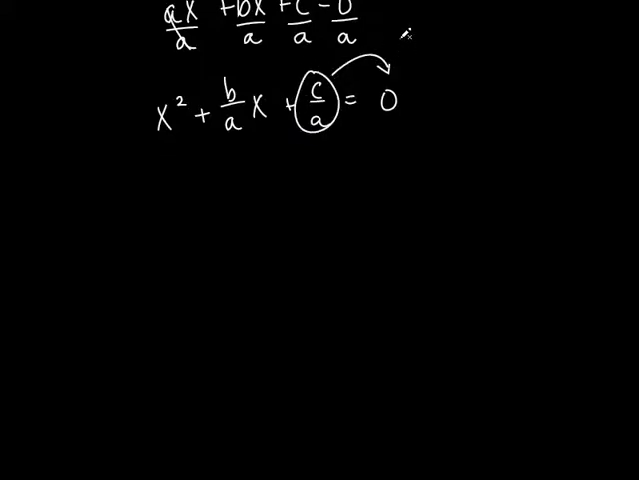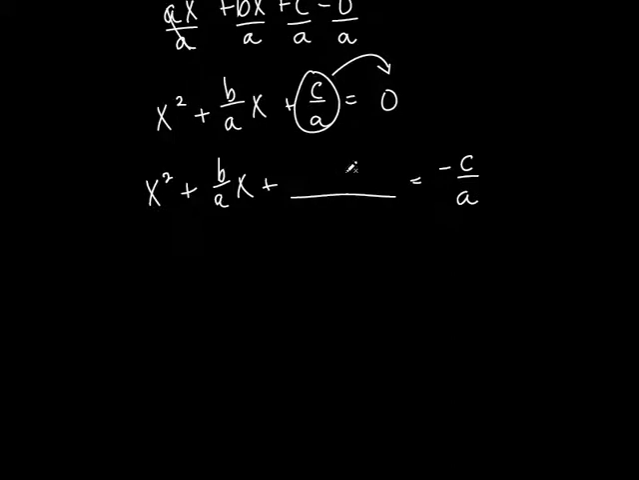Every single one of these steps I'm doing is going to look familiar. It's a little bit more difficult because we're not dealing with just regular numbers, we're dealing with variables, but the steps are exactly the same as what we've done before. So let's see what we get now. x squared plus b over a x plus blank equals, if I move this over here, negative c over a.